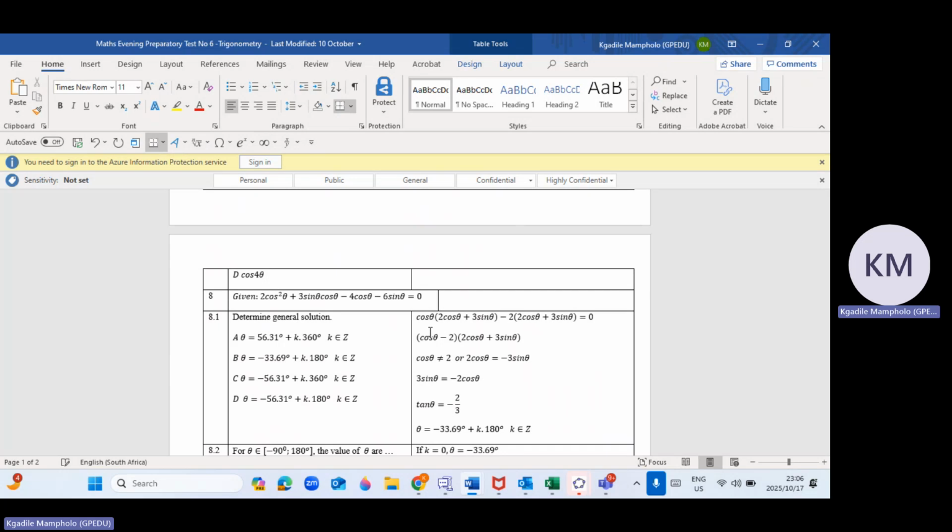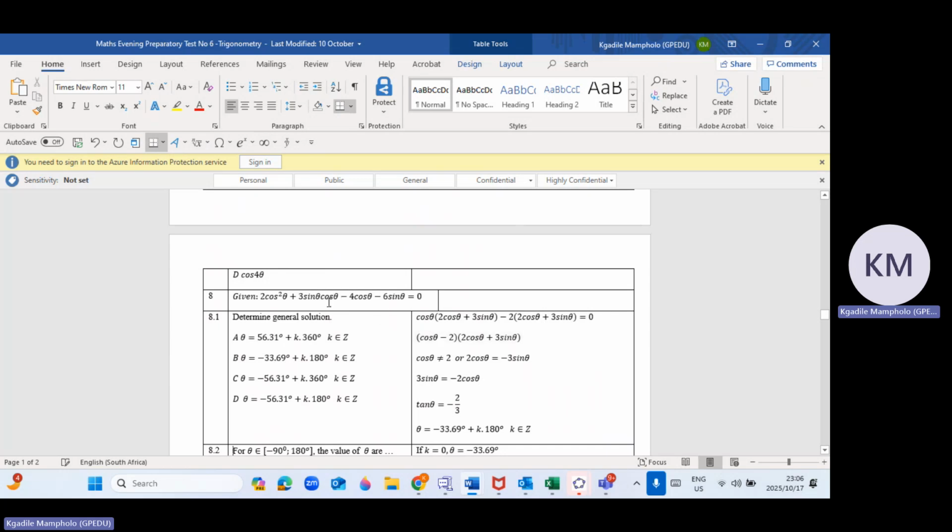Given that 2 sine cos squared theta plus 3 sine theta cos theta minus cos theta minus 6 sine theta equals to 0. The first question, find a general solution. Now, what you're going to do, you can see that this is a polynomial. If you have polynomial, we know that the first option will be to factorize this by grouping. So we group the first two, we group the last two, because they have a common factor.